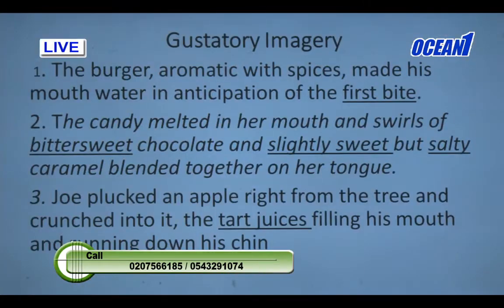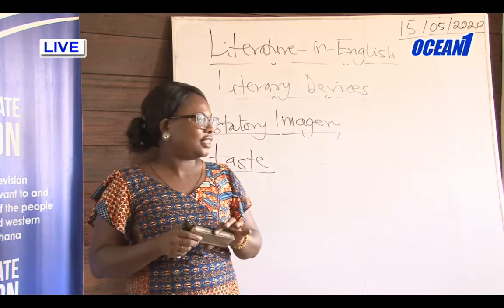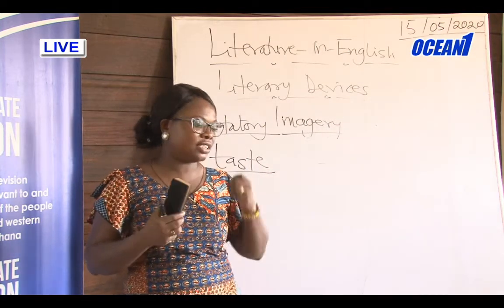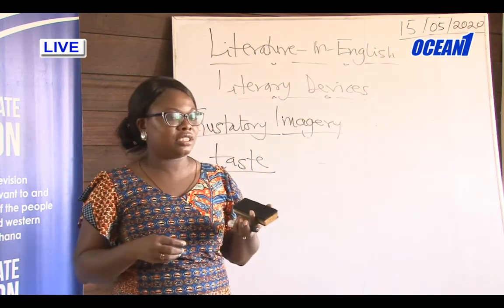Then number three says, Joe plucked an apple right from the tree and crunched into it. So he just bit into it, the tart juices filling his mouth and running down his chin. If you are reading this, you might even want to clear the juices from your own chin, because we are imagining, and then you have the feel of how the juices fill his mouth and run down his chin. So this is gustatory imagery.